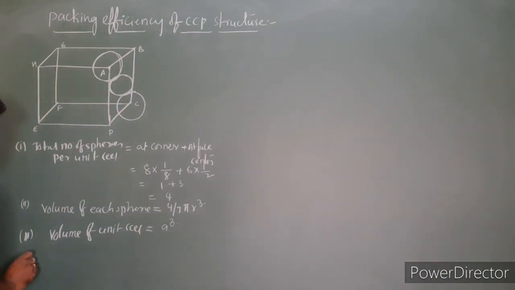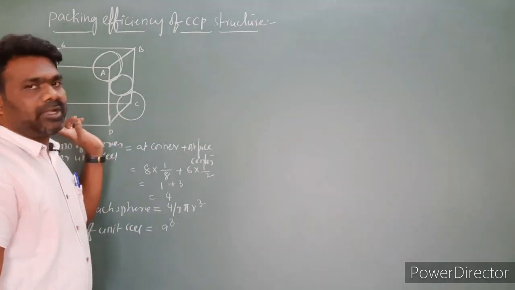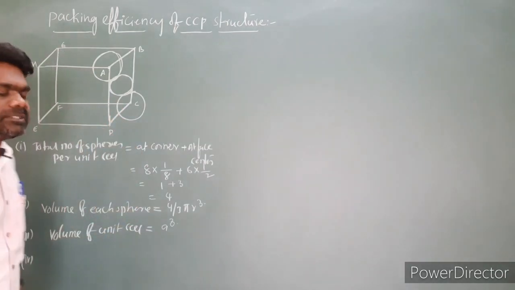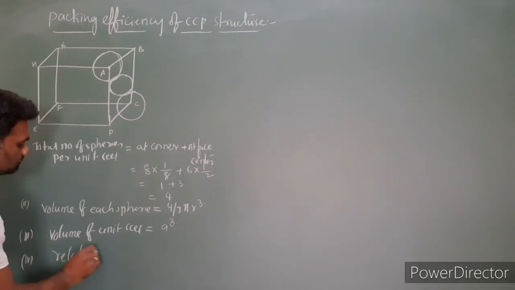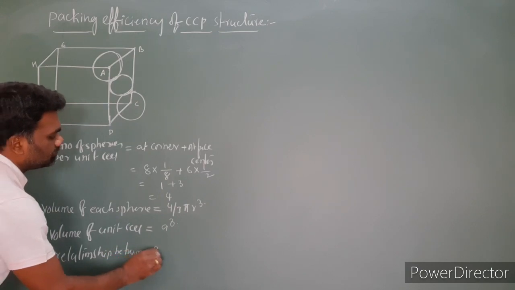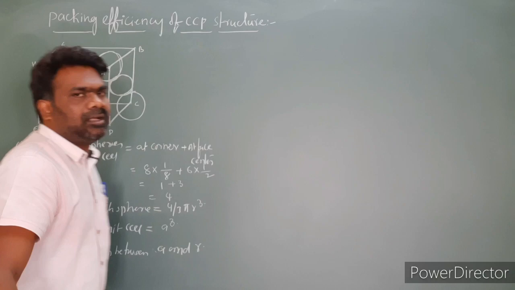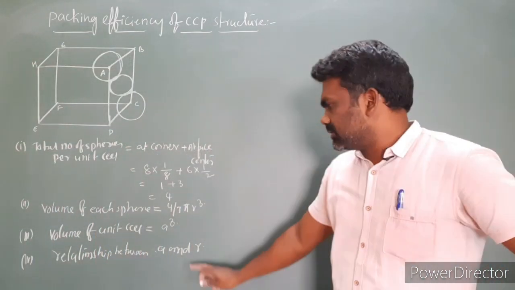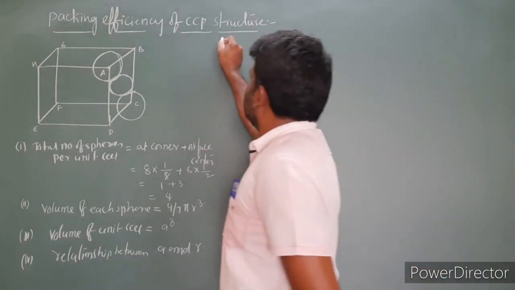And the fourth one is we have to write the relationship between the edge length a and the radius of sphere r. Relationship between a and r. So first we have to find the relation between a and r.